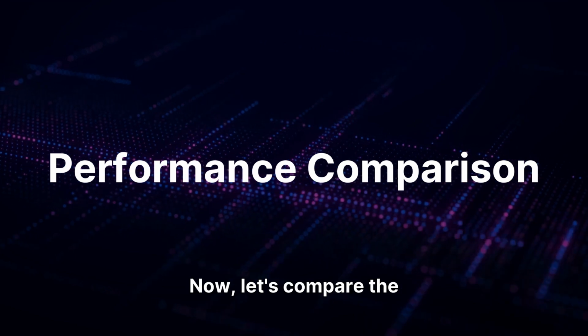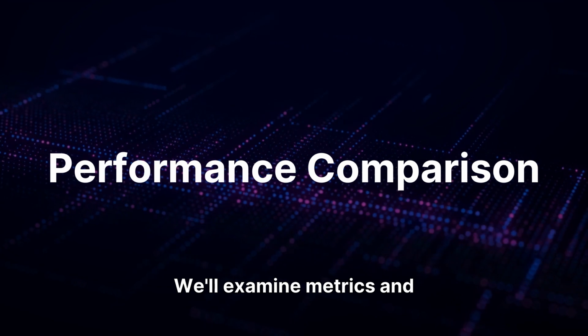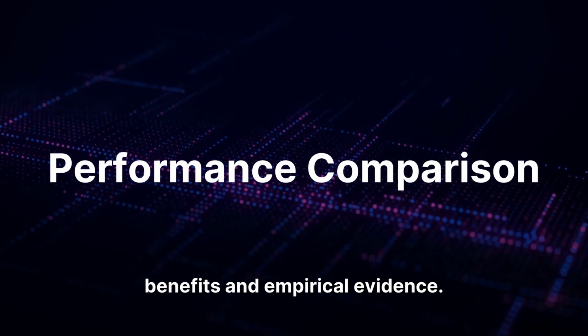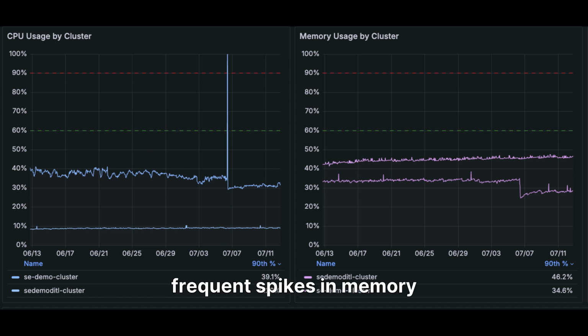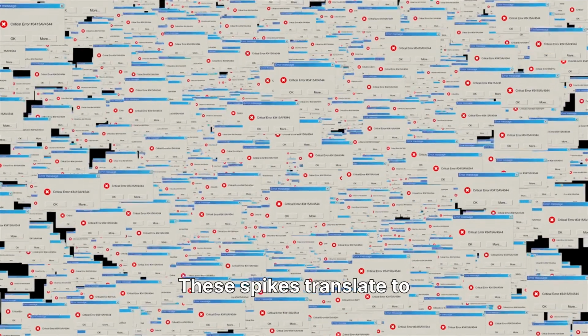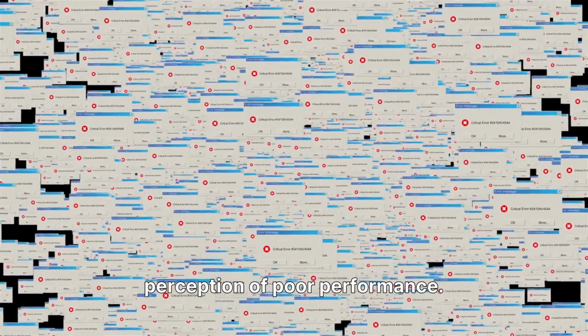Now, let's compare the performance before and after implementing object pooling. We'll examine metrics and behavior to quantify the benefits and empirical evidence. Without pooling, we see frequent spikes in memory usage and garbage collection activity. These correlate with constant object allocation, consuming CPU cycles and causing pauses. These spikes translate to noticeable hitches or slowdowns in the application. This degradation impacts user experience, leading to a perception of poor performance.